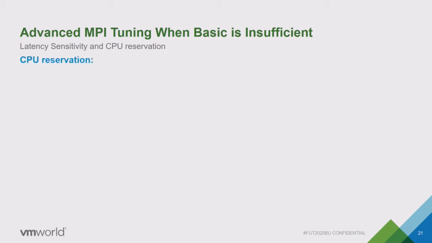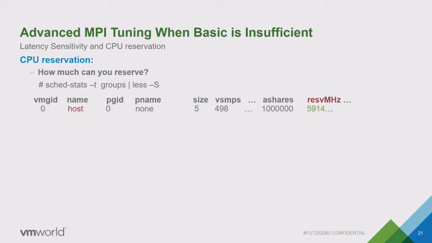Maybe they're not exotic, but they're a little bit more. So you can reserve CPUs. Okay, so the question is, how much CPU can you actually reserve? One way of figuring this out would be to get onto your ESX system and issue this command. You'll see a bunch of output, but you will see a line that has host in it.